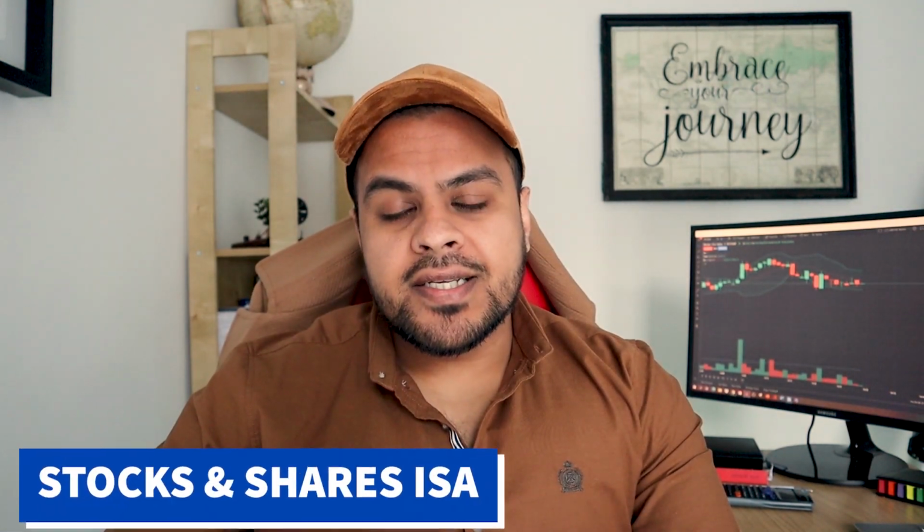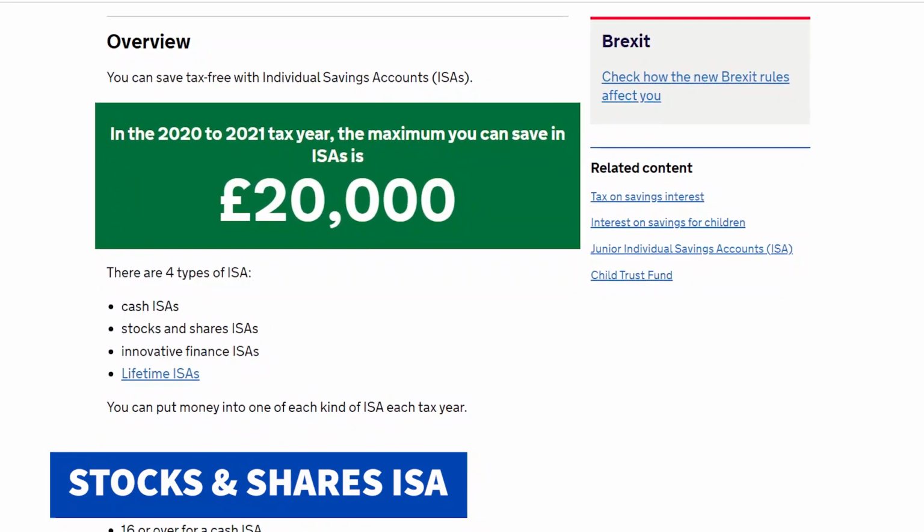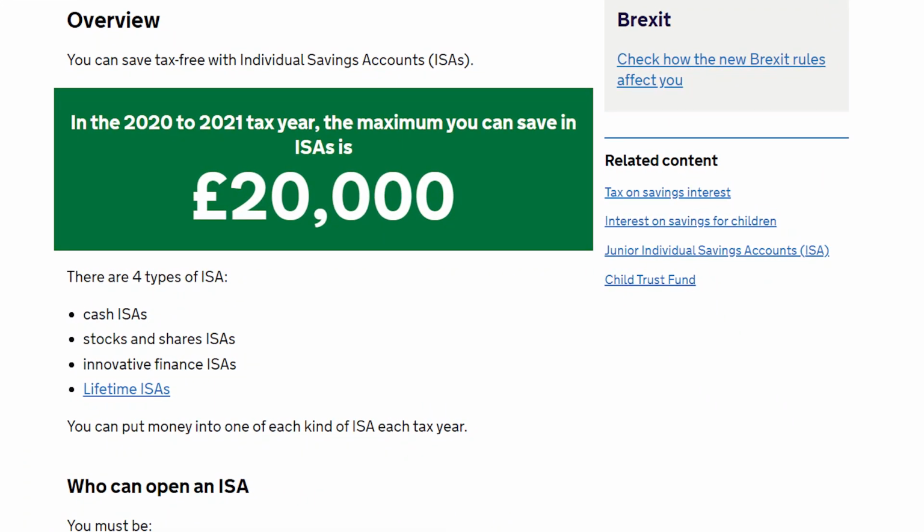Next thing we'll look at is a stocks and shares ISA. You get a £20,000 allowance as a UK resident.